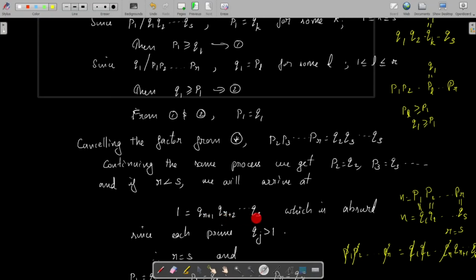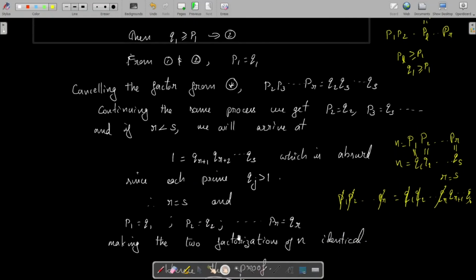etc. qs. But it's an absurd statement because these are all primes. qr plus 1, qr plus 2, etc. qs are all primes. A prime should be greater than 1, and a product of integers which are greater than 1 cannot be equal to 1. So this statement is an absurd statement. So we may conclude that this never happens.